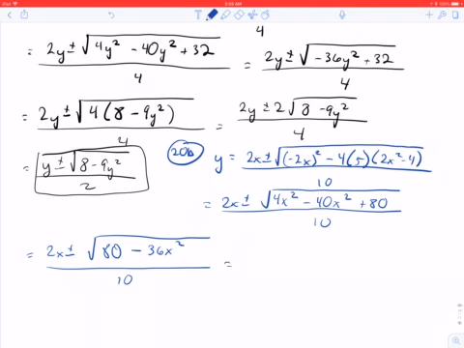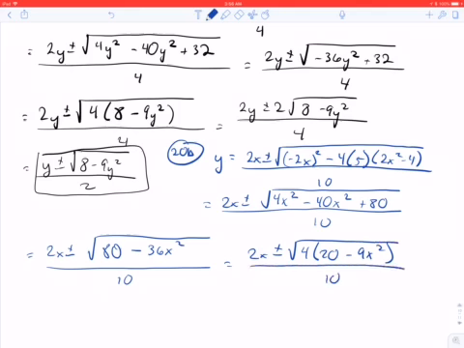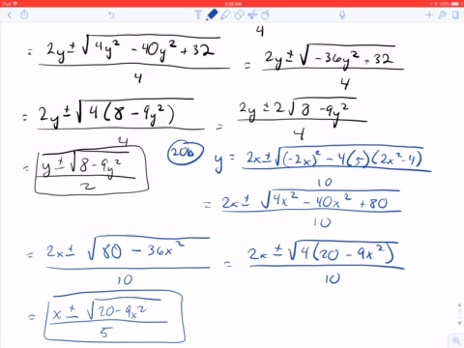Let's factor out a 4. 2x plus or minus, that's 4 times 20 minus 9x squared, all over 10. So everything can be divided by 2. We get x plus or minus the square root of 20 minus 9x squared over 5. I don't see anything beyond that.